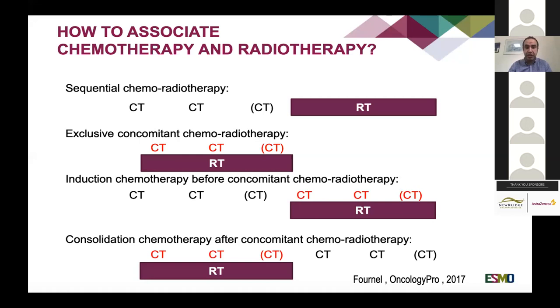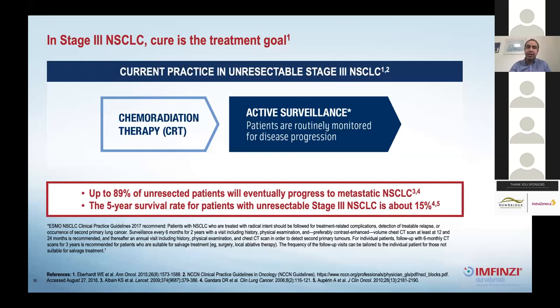the chemoradiation therapy. So in stage three non-small cell lung cancer, our aim is the cure. Practically nowadays, we are doing a chemoradiation therapy followed by active surveillance. This was the standard of care for more than 10 years. According to the new ESMO guidelines, we have an amendment saying that we have a new practice-changing treatment that will be added to this standard of care, and this will be our discussion in the next 15 minutes.